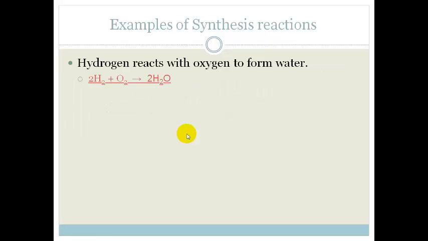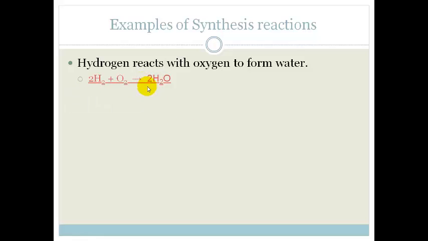So let's look at an example. Now the first one is hydrogen reacts with oxygen to form water. So do you remember we used acidified water and we sent electric current through it and we get hydrogen and oxygen. Now we're going to take hydrogen and oxygen, combine the two, and we are going to end up with water. This is a very exothermic reaction.